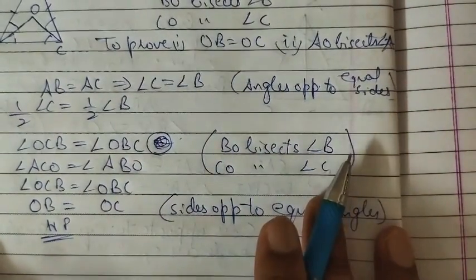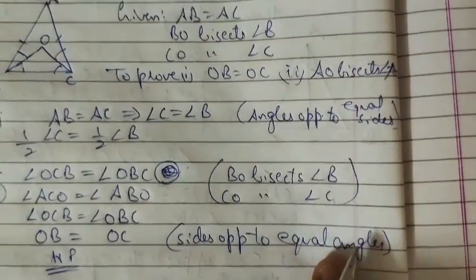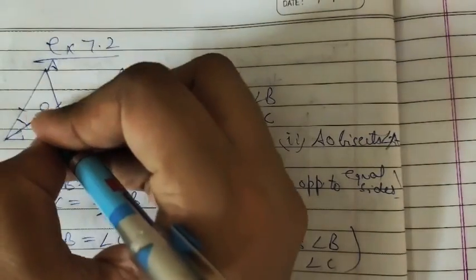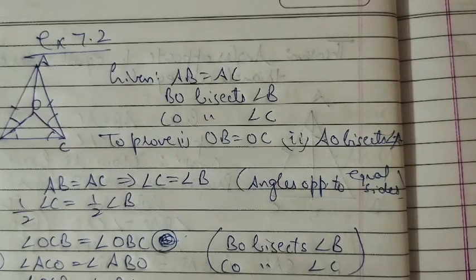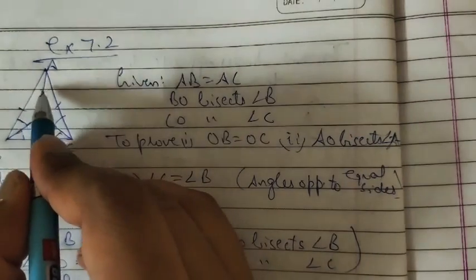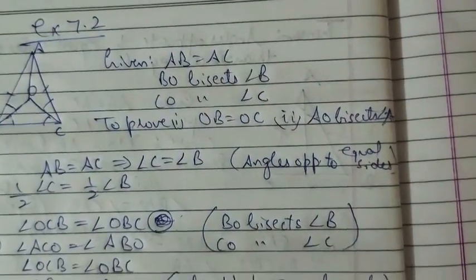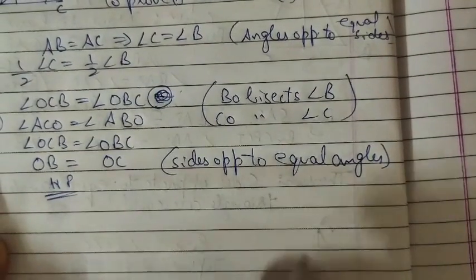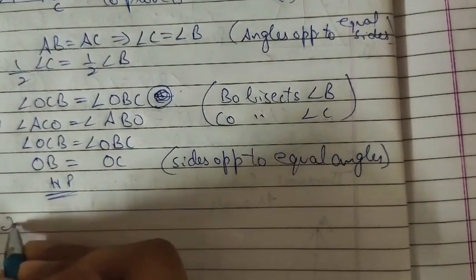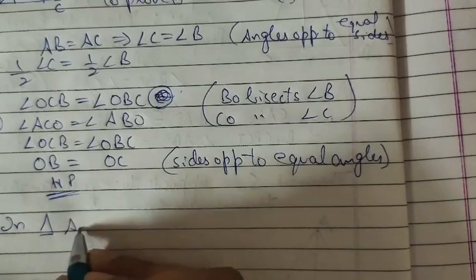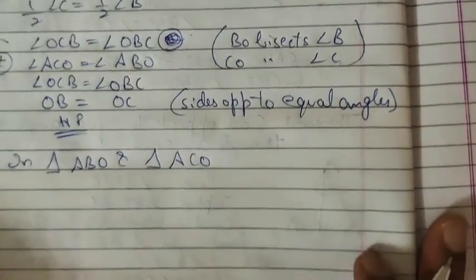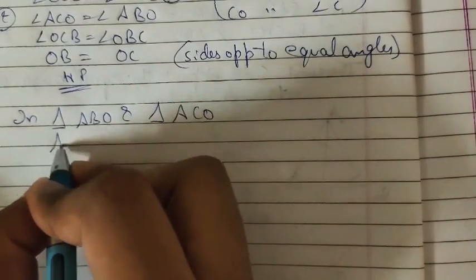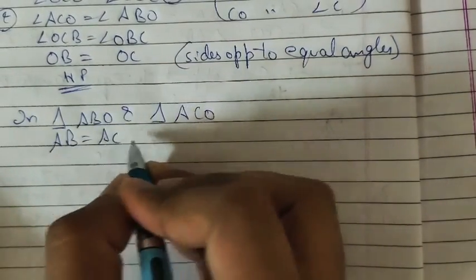Second part, AO bisects angle A. So if I join AO in this way, so AO bisects angle A. That means this angle should be equal to this one, right? So let's take the two triangles. So now in triangle ABO and triangle ACO, right? So what do we have? AB is equal to AC, given.